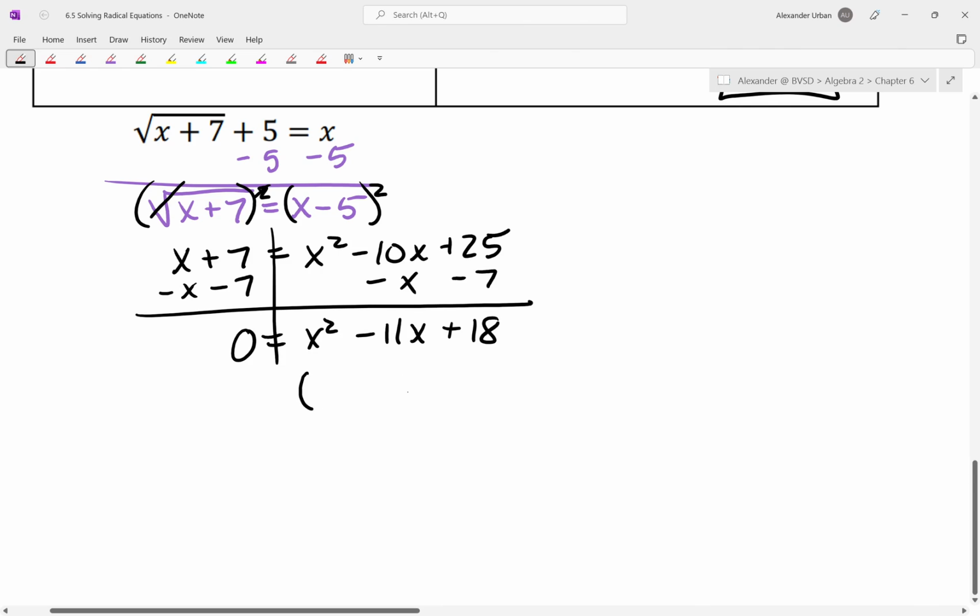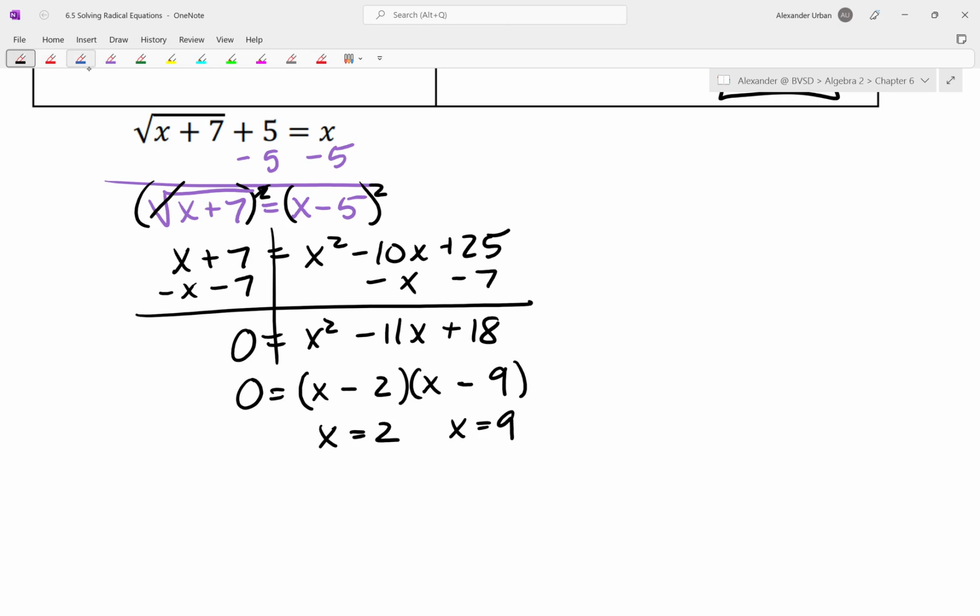So this one's going to take a little bit more work, but the numbers that multiply to be 18 and add to be 11 are going to be 9 and 2, both of them being negative. And then we're going to set these equal to 0. So our first factor is 2, and our second factor is 9. And we should definitely check both of these.